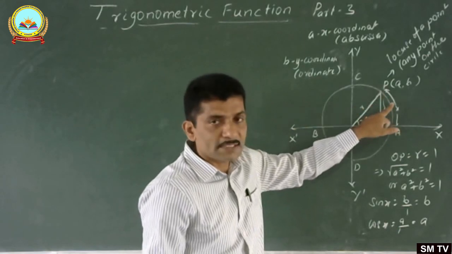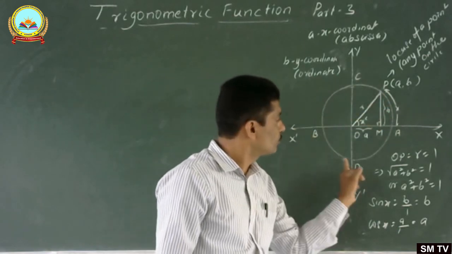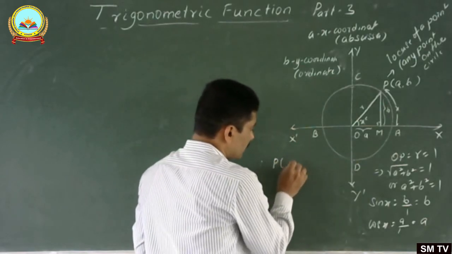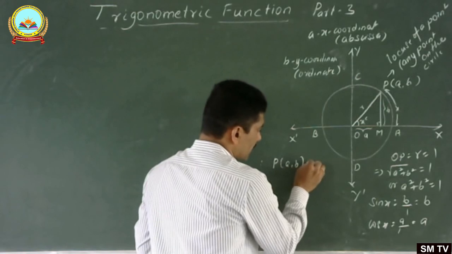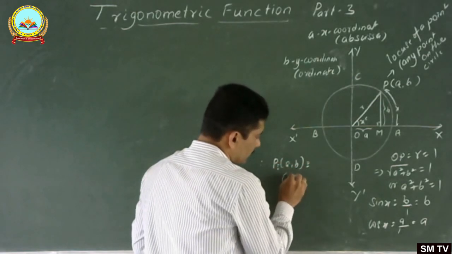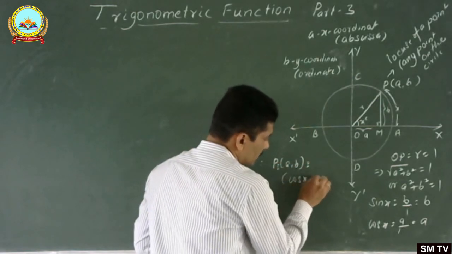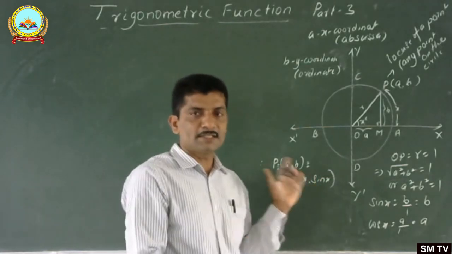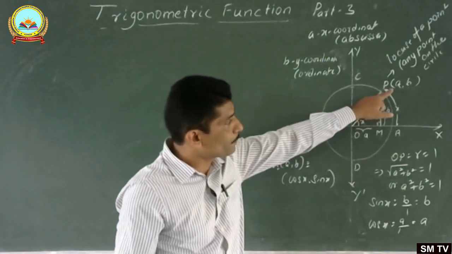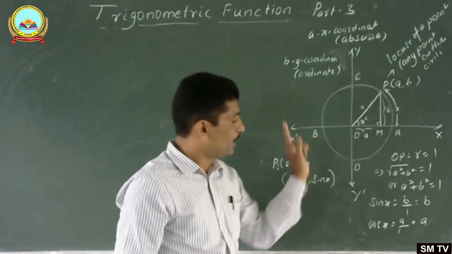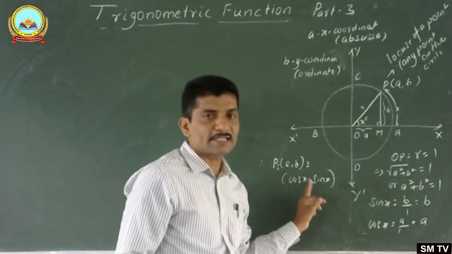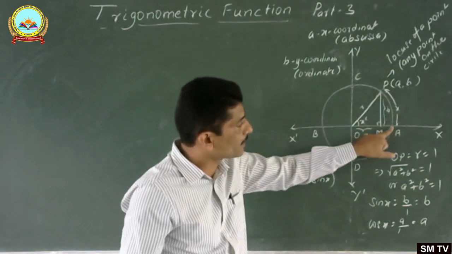(a, b) is an arbitrary point moving along the circle. Therefore, the coordinates of point P, (a, b), are exactly (cos x, sin x) in the unit circle. So for any point on the unit circle, the x-coordinate is always cos x and the y-coordinate is always sin x, where x is the arc length.